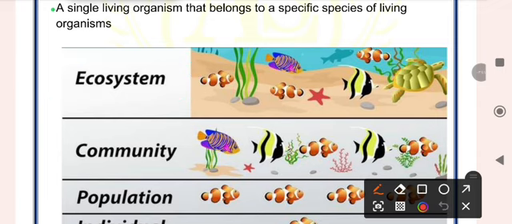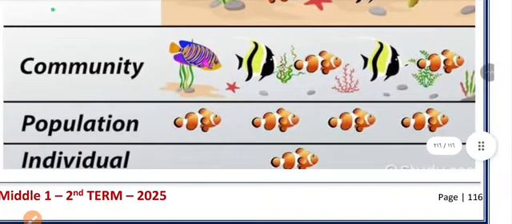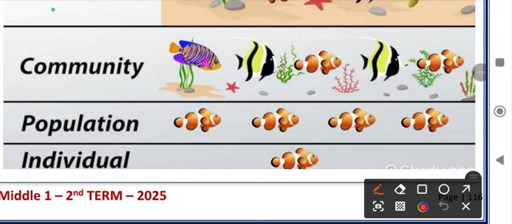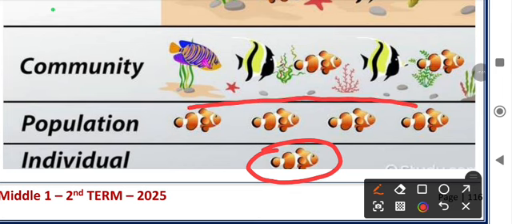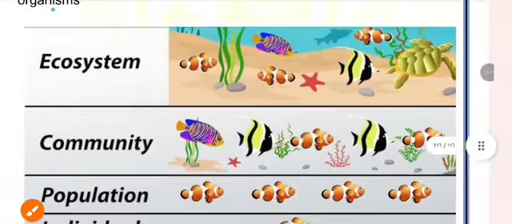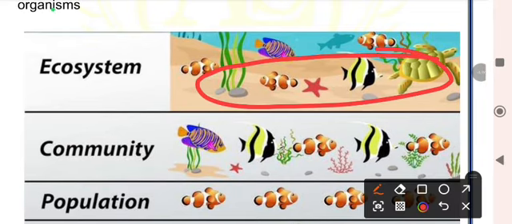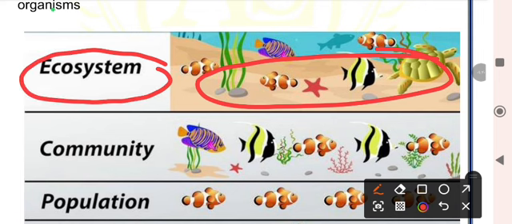Again, the individual, like one single fish right here. Many individuals of the same type are called a population. Many types of fish are called a community, biological community. These types of fish with non-living components means ecosystem. Okay?